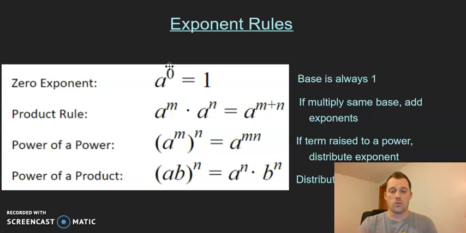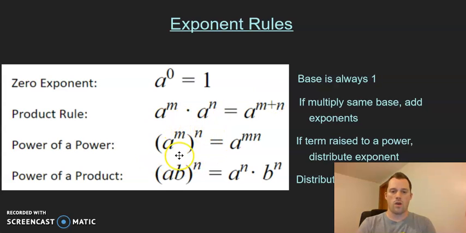The product rule is saying when we multiply the same base, whether they are a number or a variable, we have to add those exponents. So, for example, if we had x to the power of 2, that's like x times x, and we were multiplying that by x to the power of 3, well, that's x times x times x. So we have 2 x's here times 3 more x's, that's a total of 5. So we add those exponents.